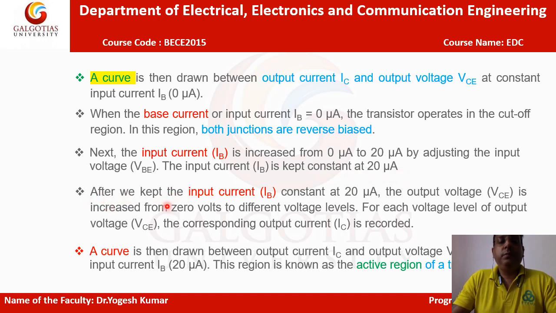After we keep the input current IB constant at 20 microampere, the output voltage VC is increased from 0 volts to different voltage levels. For each voltage level of output voltage, the corresponding output current IC is recorded, as is seen in the just previous graph. A curve is then drawn between the output current IC and output voltage VCE for the input current IB of 20 microampere. This region is called the active region of the transistor.